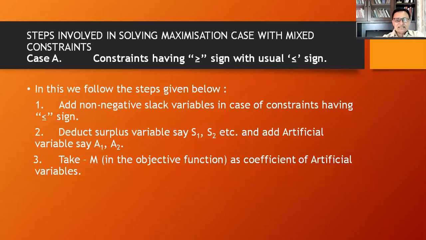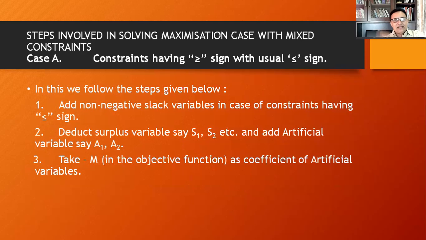So what are the various steps involved in the Big M method? We will be discussing some cases. First, we will be discussing case A, where the constraints have a greater than or equal to sign along with the usual less than or equal to sign. That means we have a mixed constraint. In some constraints we have less than or equal to type, and in some we have greater than or equal to type. So first we will discuss the steps.